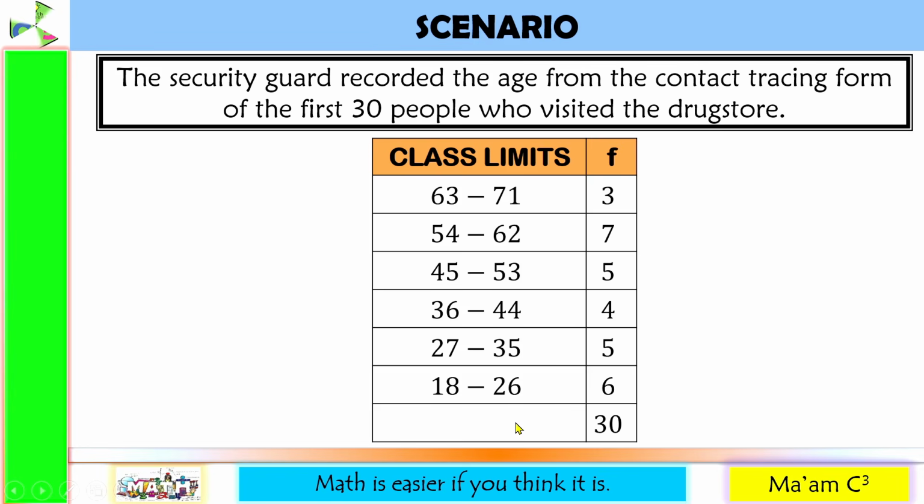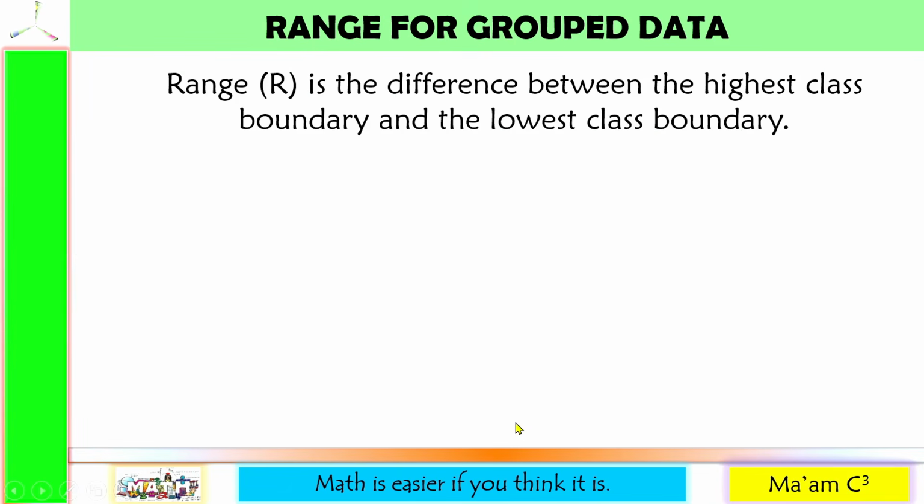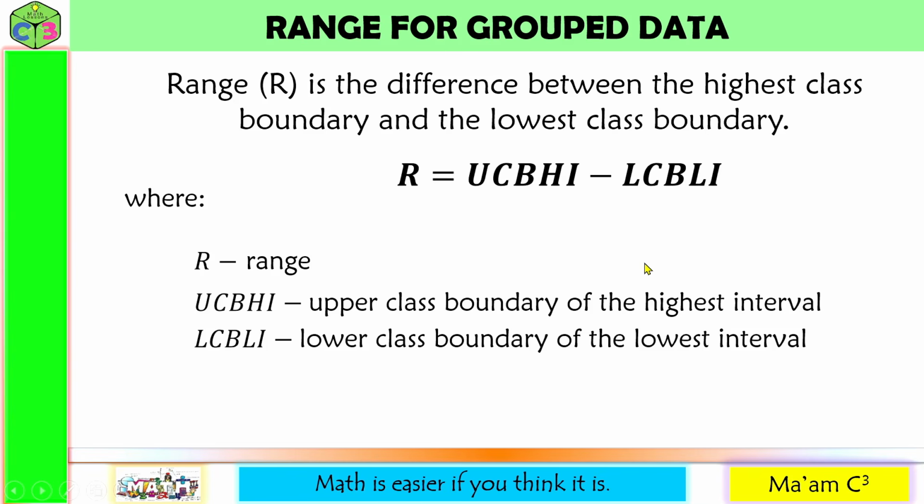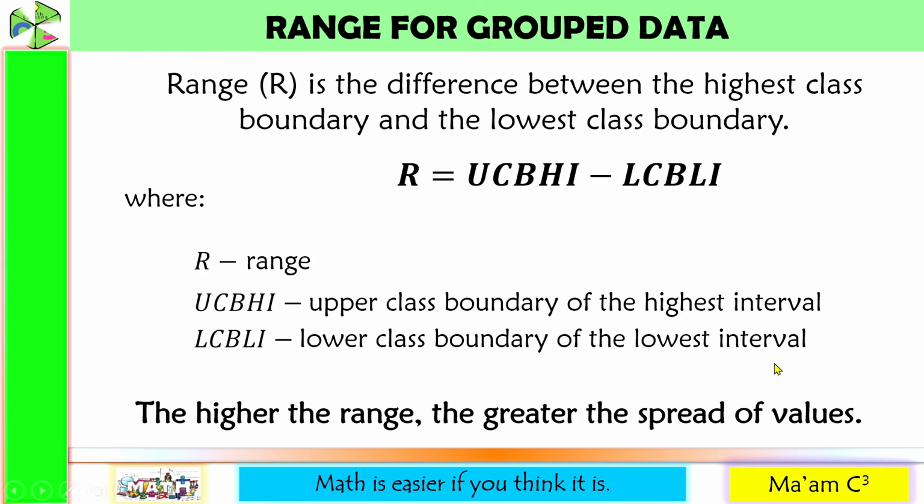Let's have the first measure of variability, the range, denoted by capital R. It is the difference between the highest class boundary and the lowest class boundary. In formula, where R is the range, UCBHI is the upper class boundary of the highest interval. LCBLI is the lower class boundary of the lowest interval. In interpreting the range, the higher the range, the greater the spread of values.